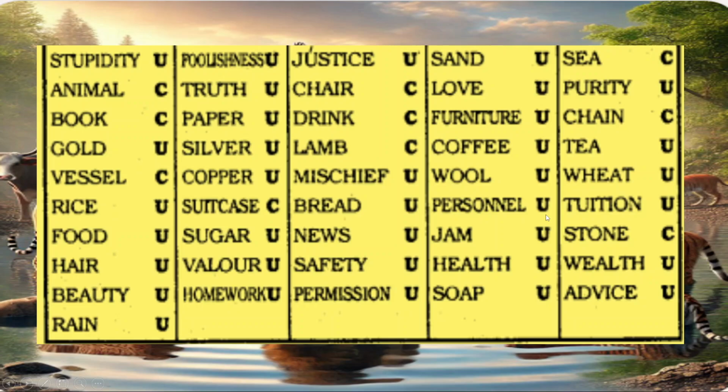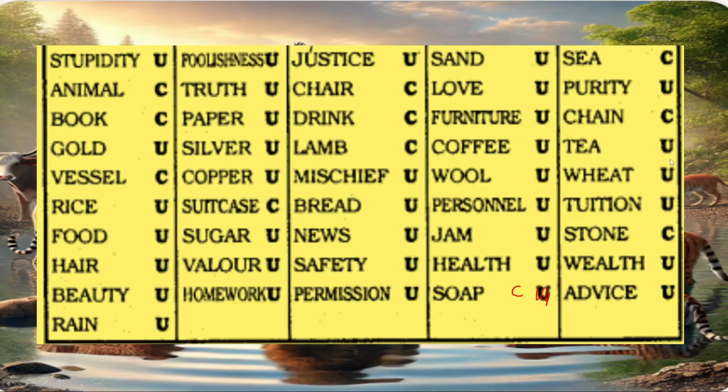Personnel is not uncountable. Jam is uncountable. Health is uncountable. Soap is uncountable. They are considering it so, but soap you can write as countable, a number of soaps in your house, right? You may write countable for this. Number of soap cakes is countable because cakes can be counted. Purity is uncountable. Chain is countable.